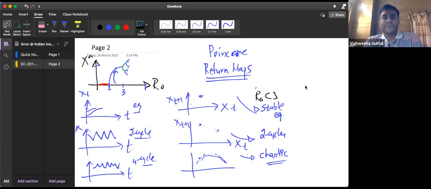In fact, in this logistic model, you find 2, 4, 8, 16, and so on, right? The 2 power n cycles are there, and it keeps on increasing, and when n goes to infinity, you do get a chaotic orbit. So basically, an infinitely large periodic cycle has all the properties of a chaotic orbit. Yeah, it's a very good point.